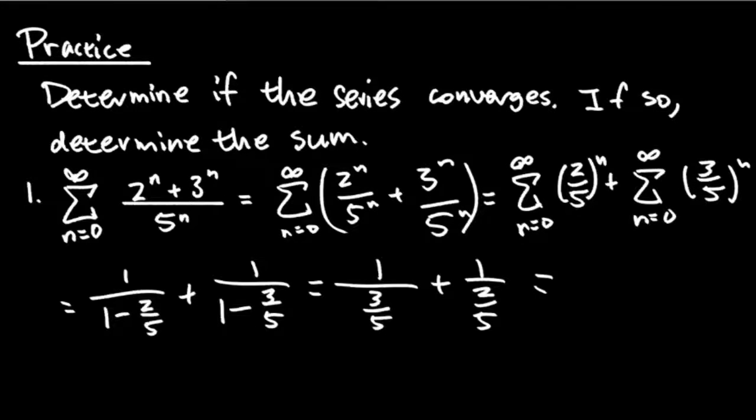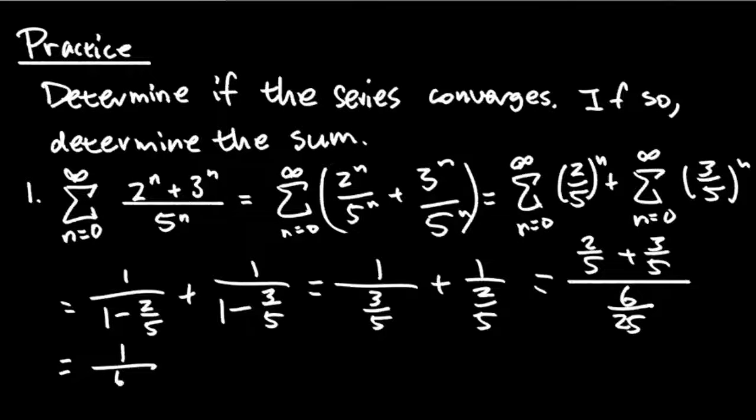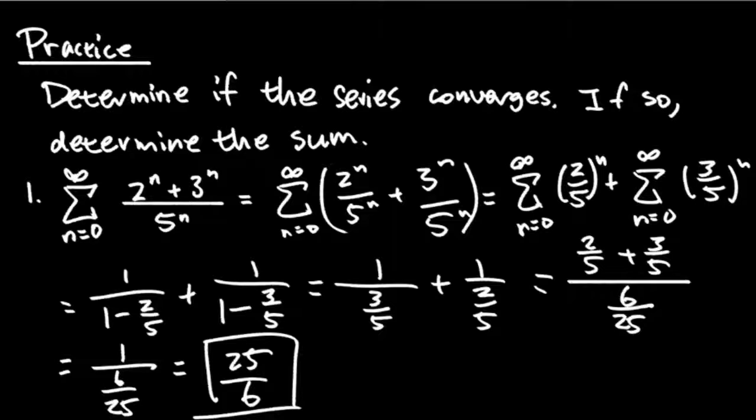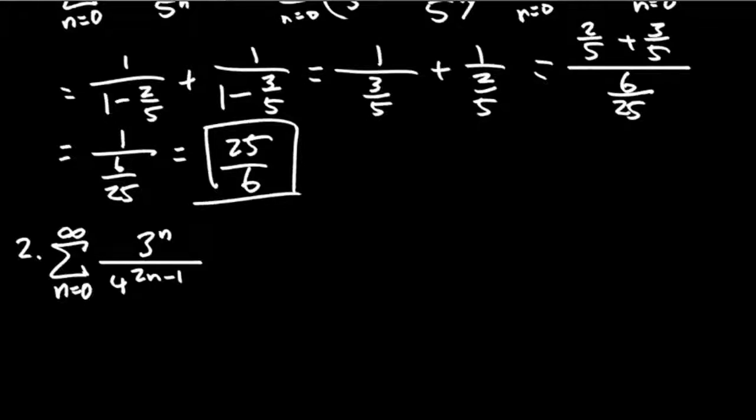Okay, so do that all out. We get 2/5 plus 3/5 all divided by 6 over 25. That's going to be interesting. So that's 1, so this is going to be 25 over 6. All right. Now let's go on and look at this.